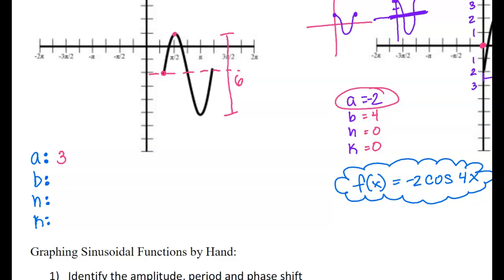Now I need to find my B value. How do I go about solving for B? What is the process? Yes, first you find the period, which is the x length, the time, the amount of length it takes to make a full cycle. So in this case, how long is our period?